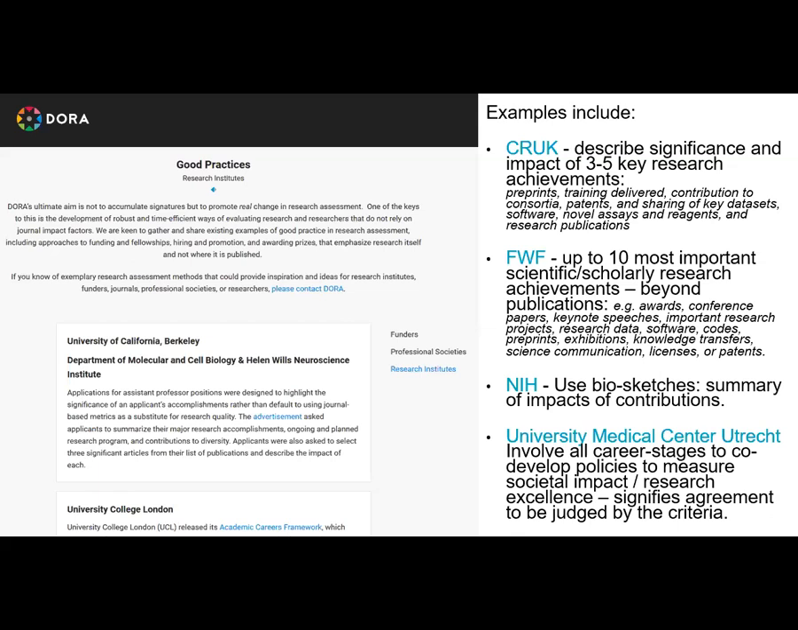Some funders, like NIH, the National Institutes of Health in the US, introduced so-called biosketches, which are like extended CVs for researchers with summaries of impact.